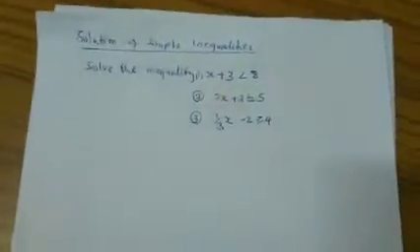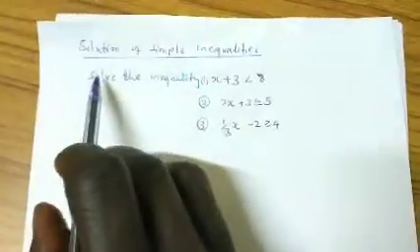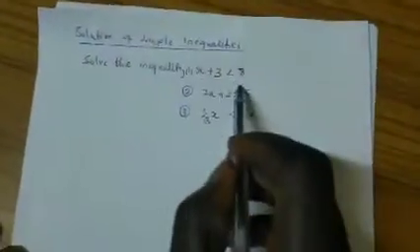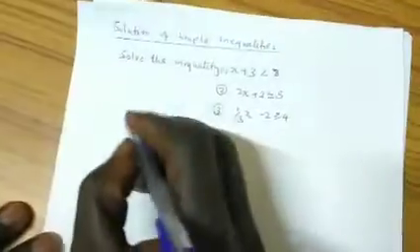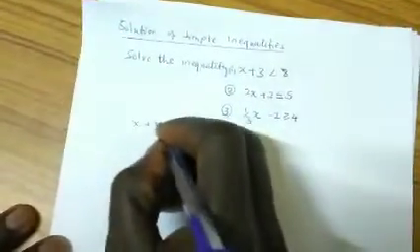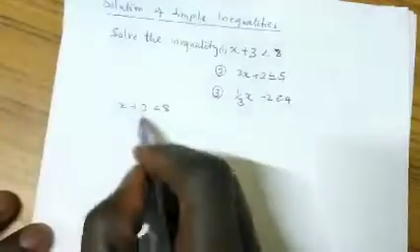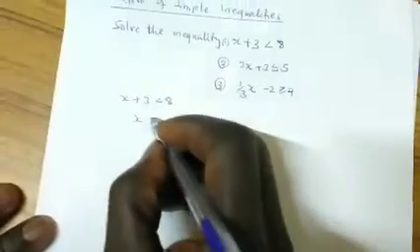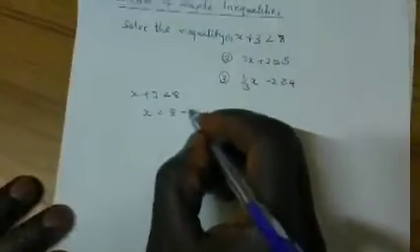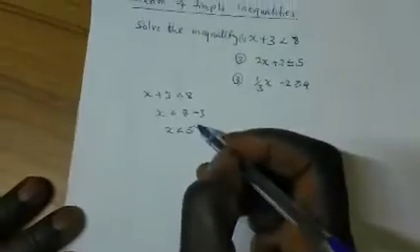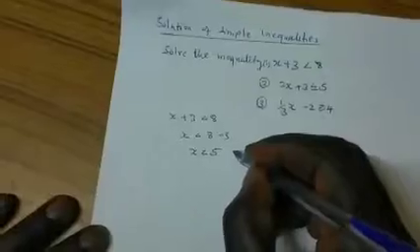Now, in our first lesson, we looked at how to represent inequalities on a number line. Now, we want to look at how to solve linear inequalities. For example, number 1 is x plus 3 is less than 8. So we take 3 to the other side so that we have x is less than 8 minus 3, and therefore x is less than 5. So that one has been solved.